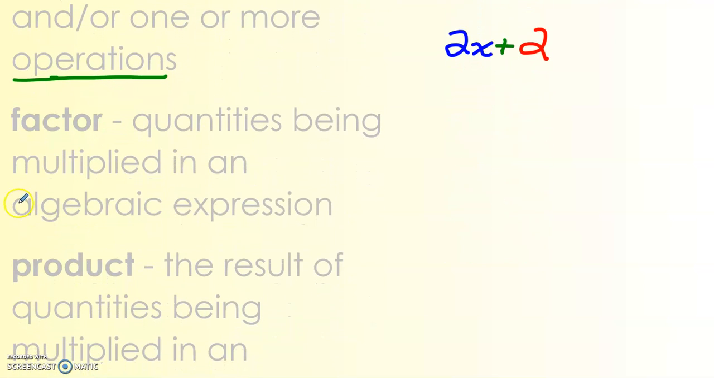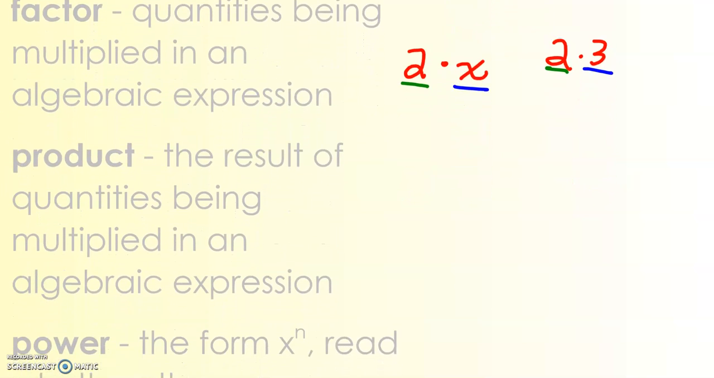Let's talk about factors. Factors are quantities that are multiplied in an algebraic expression. So we could say we have the algebraic expression 2 times x. Well, my factors in this expression: one factor is 2, the other factor is x. Or I could have the algebraic expression 2 times 3, where 2 is one of my factors and 3 is one of my factors. All four of these are examples of factors.